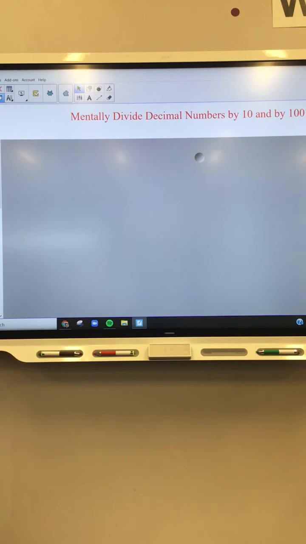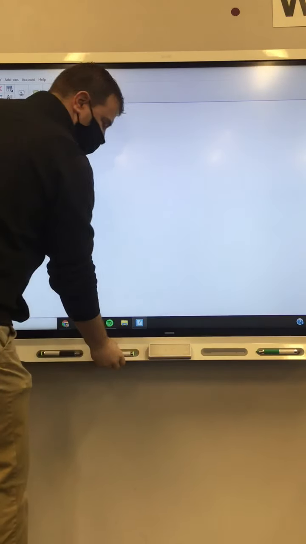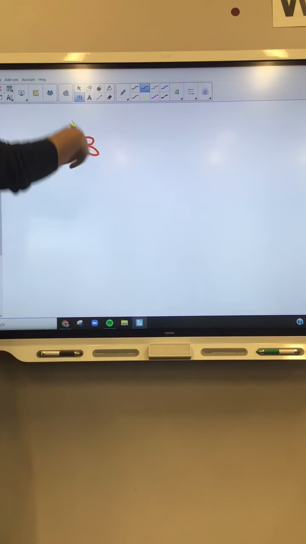We're going to take a look at dividing decimal numbers by 10 or by 100, okay? And we're doing that in our heads. So we're not sitting out here and saying, well, let's draw a division box around this. Let's not do the division sign or anything like that. It's really similar to what we had already done mentally when we multiplied by 10.